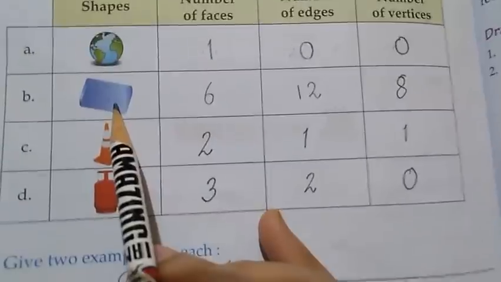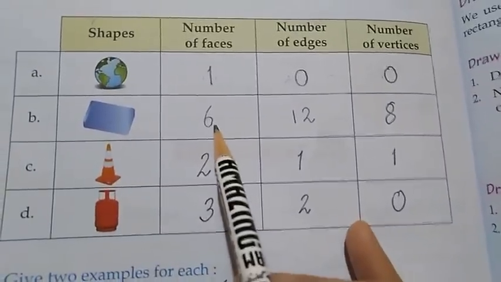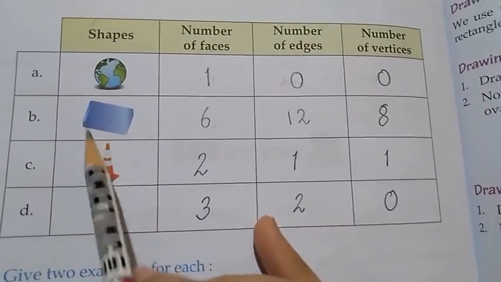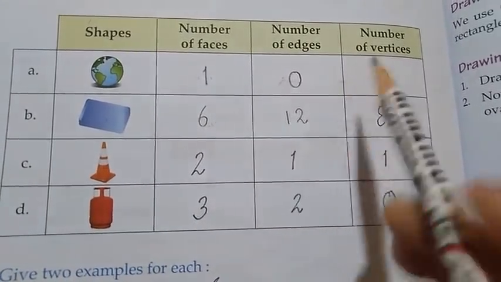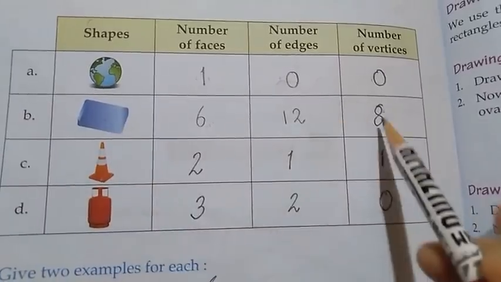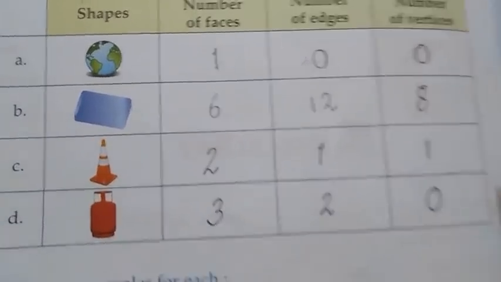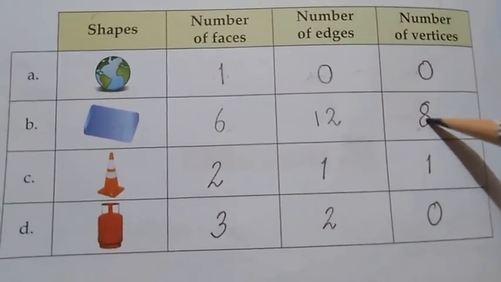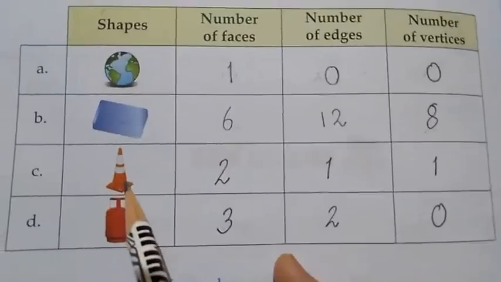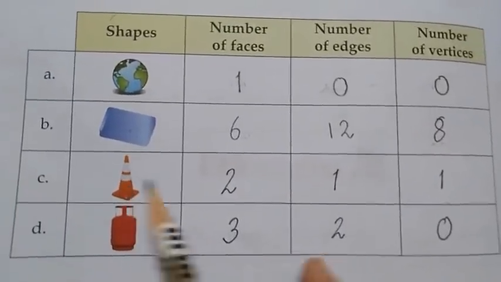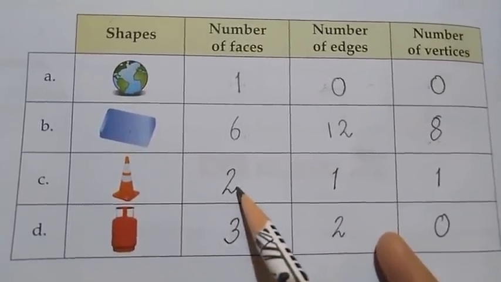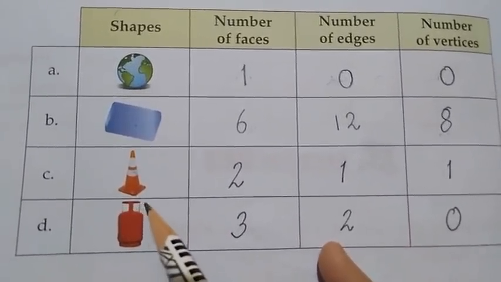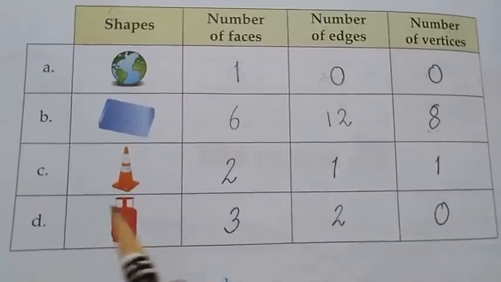And this is a cuboid. A cuboid has 6 faces, 6 flat rectangular faces. It has 12 edges and 8 corners, that means 8 vertices. Now you can see this is a cone. A cone has 2 faces, one curved face and one flat face. Then number of edges is 1.